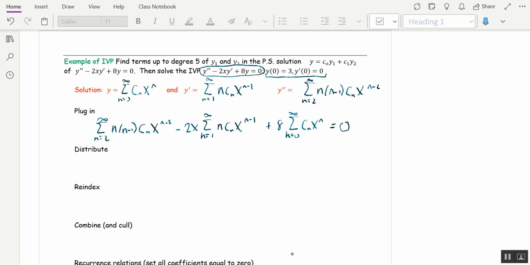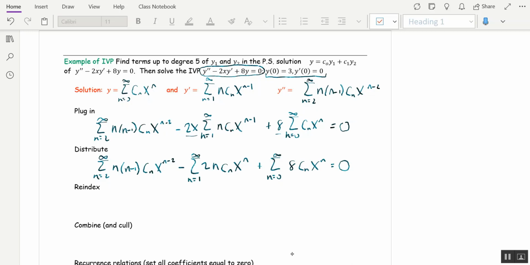Distribute. Okay, so I need to distribute the negative 2x and the 8. So the first power series doesn't change: sum n equals 2 to infinity, n minus 1, cn x to the n minus 2. Then minus twice, sum n equals 1 to infinity, twice n cn, and now it's just x to the n because I add the exponents. And then bring the 8 in, sum n equals 0 to infinity, 8 cn x to the n, and that equals 0.